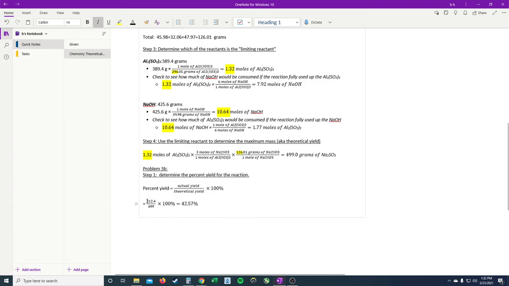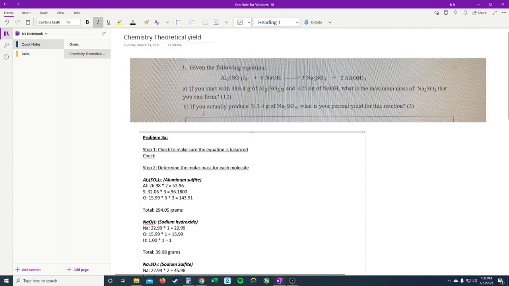So if we only get 212.4 grams and the theoretical is 499, you divide them, you multiply by 100, you get 42.57% for your percent yield. And that would be the answer to part B.